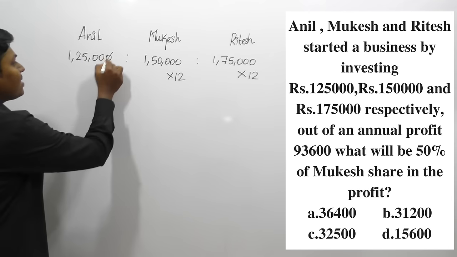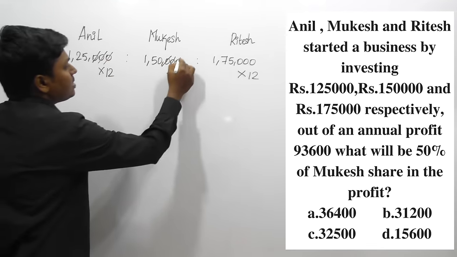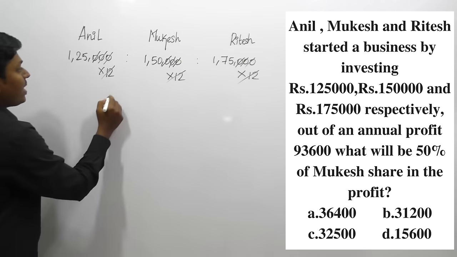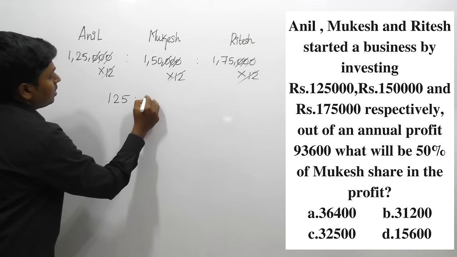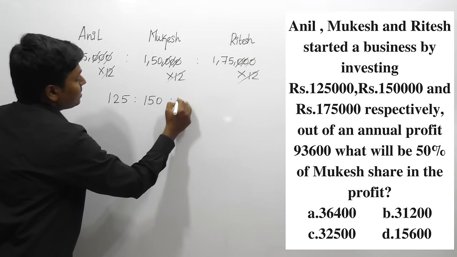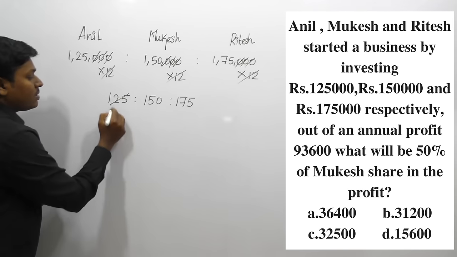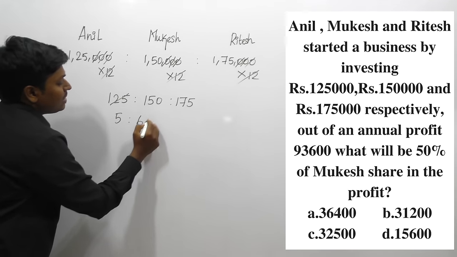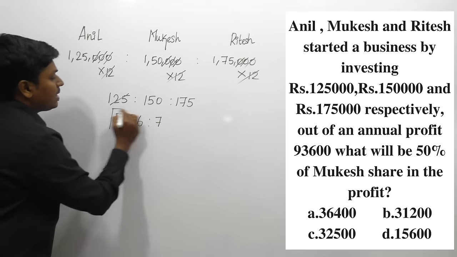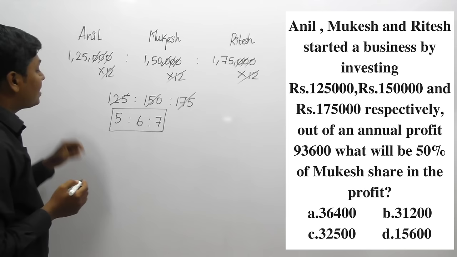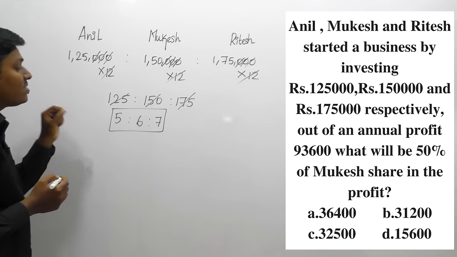So now we can cancel 30s, I think here 30 and also here 30, so we can cancel 12, 12, 12. So finally 125:150:175. So friends, I think we can cancel this on 25 table, and this will be 5 times, this will be 6 times and this will be 7 times, right? I'm just cancelling this on 25 table. So friends, finally we got a share, that is ratio, that is 5:6:7.